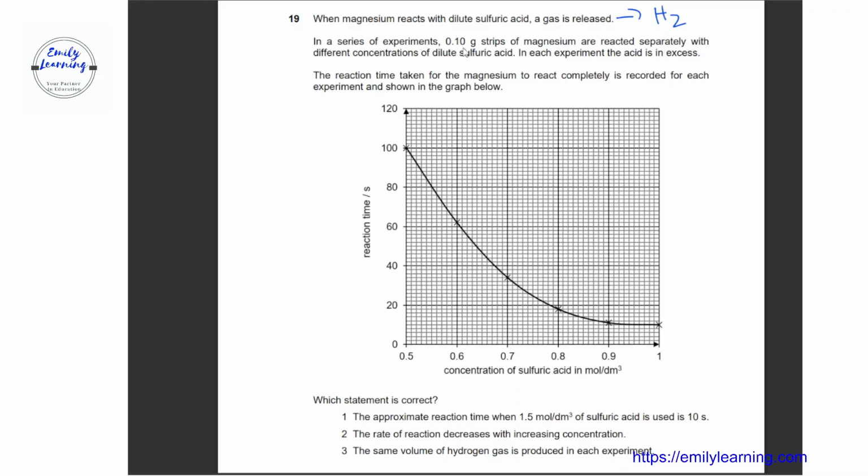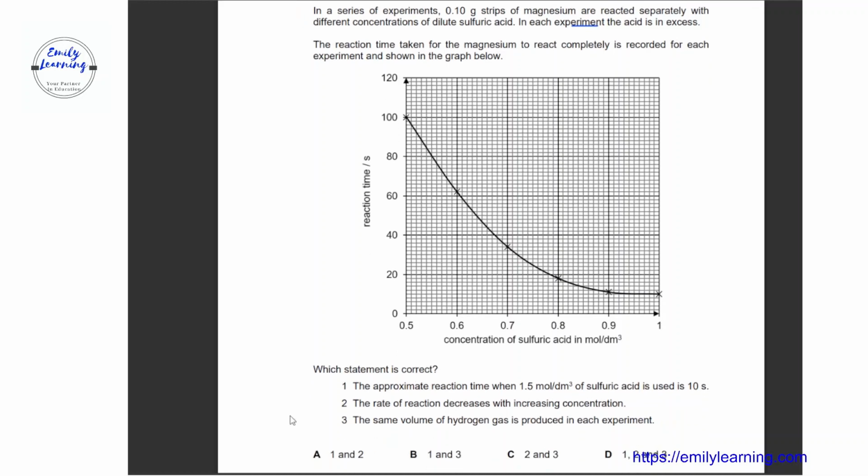In a series of experiments, 0.1 gram strips of magnesium are reacted separately with different concentrations of dilute sulfuric acid. In each experiment, the acid is in excess. The reaction time taken for the magnesium to react completely is recorded for each experiment and shown in the graph below. You notice that as the concentration increases, the time taken decreases until beyond a certain point it just plateaus. It doesn't make much of a difference. Next, which statement is correct?